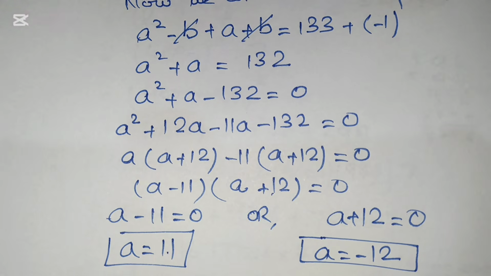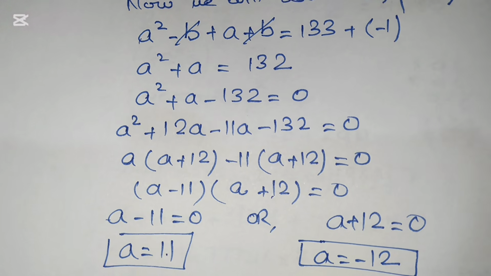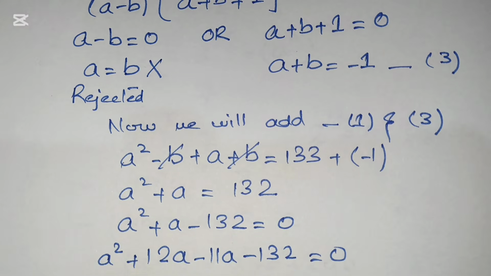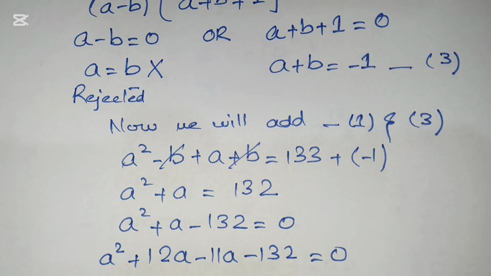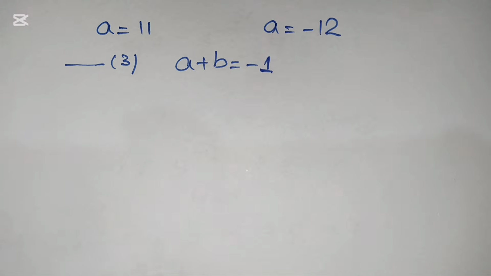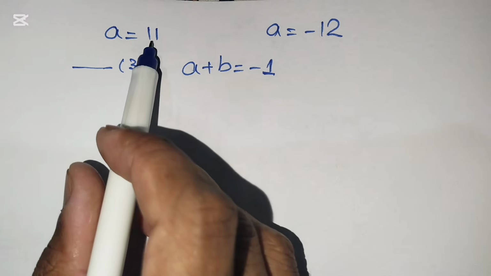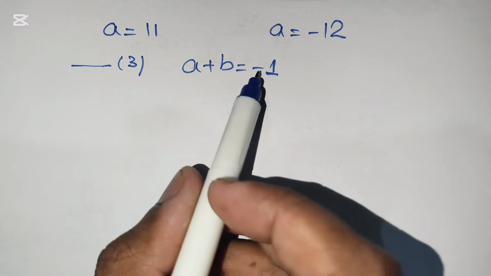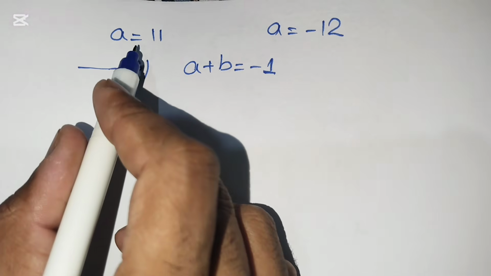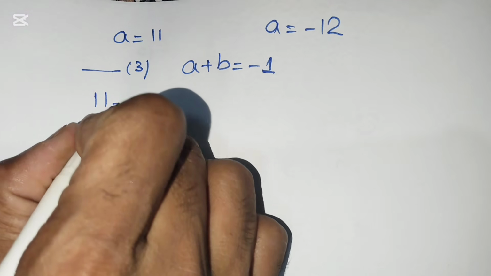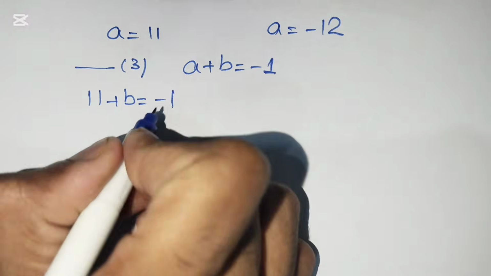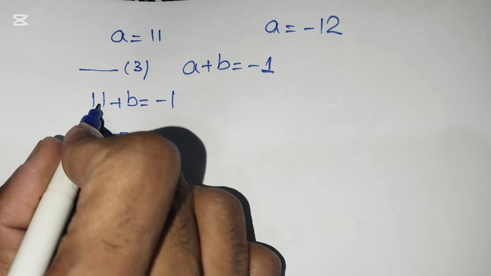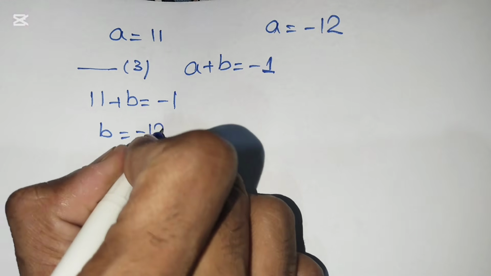Now we will use these values to find the value of b. We have a = 11 and a = −12. We have the third equation, a + b = −1. So we will put 11 here: 11 + b = −1. Subtract 11 on both sides, we get b = −12.